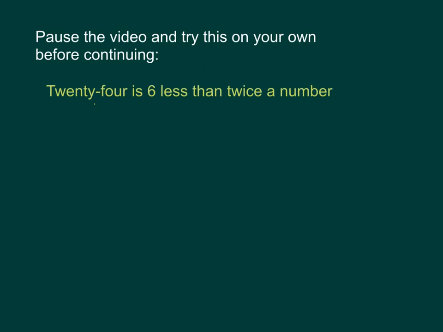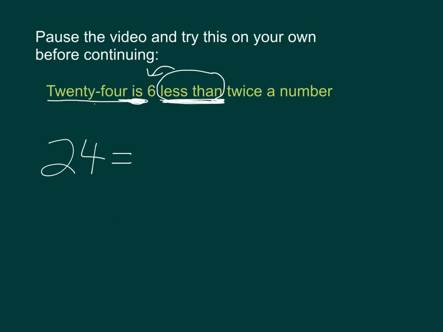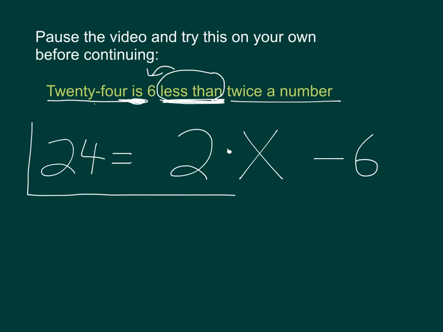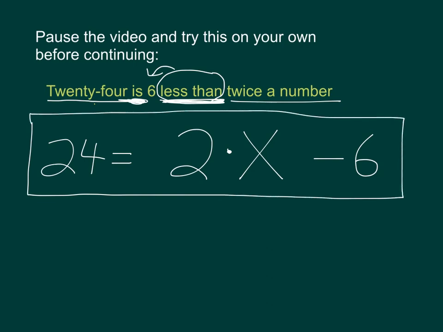Did you pause? I hope so, because now we're going to do it. 24 is, so that's the word we're looking for, is. 24 is. All right, now we have less than. That's one of the phrases that we've got to be careful of, because less than, remember, put 6 at the end. 6 less than means minus 6. Twice a number, we don't know what that number is, but we do know that twice means 2 times. So twice a number is 2 times a number. And our equation is 24 is 2 times a number minus 6.